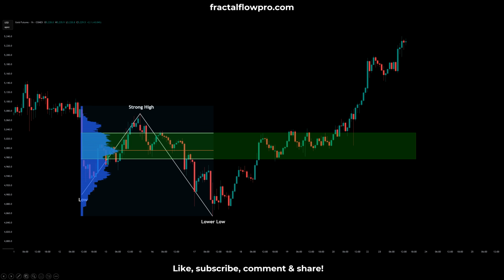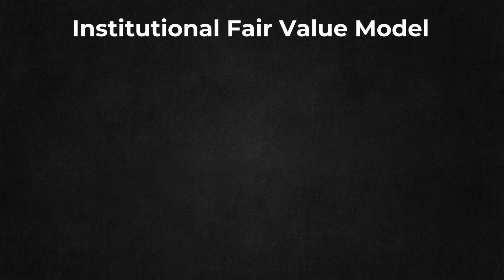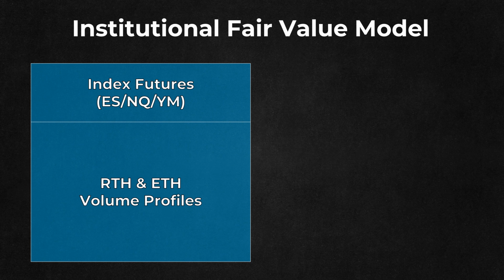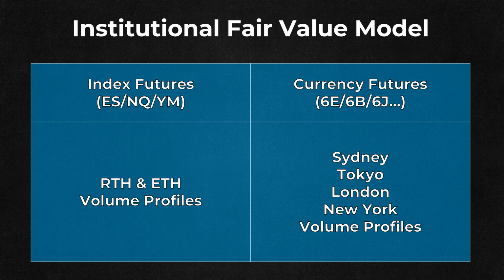The second model is based on the fact that order flow traders use the previous day's profile or previous session's profile to gauge the activity in the current day or session. We can split this model in two categories. For index futures like S&P, Nasdaq, and Dow, we'll use regular trading hours profile and the extended trading hours profile. For currency futures, we're going to use the Sydney, Tokyo, London, and New York profiles.